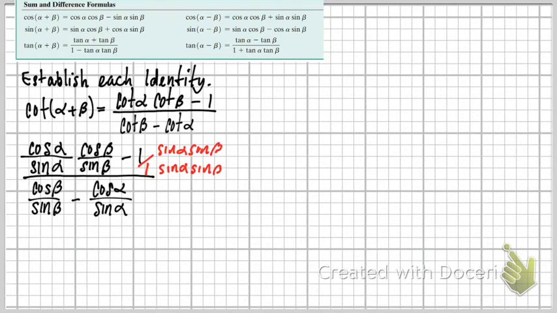Okay, so now for the bottom here, this one is going to need a sine of beta. So I multiply the top by the sine of beta. And then this one's going to have to be multiplied by the sine of alpha. So I multiply the top by the sine of alpha. And I'm just going to run through that and show you what that looks like in a second.